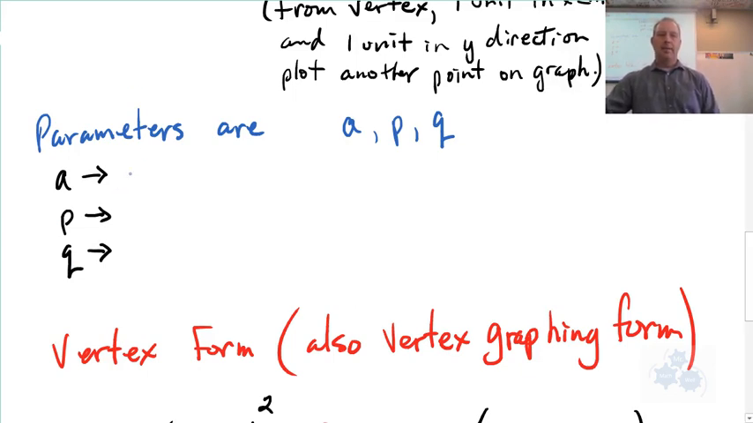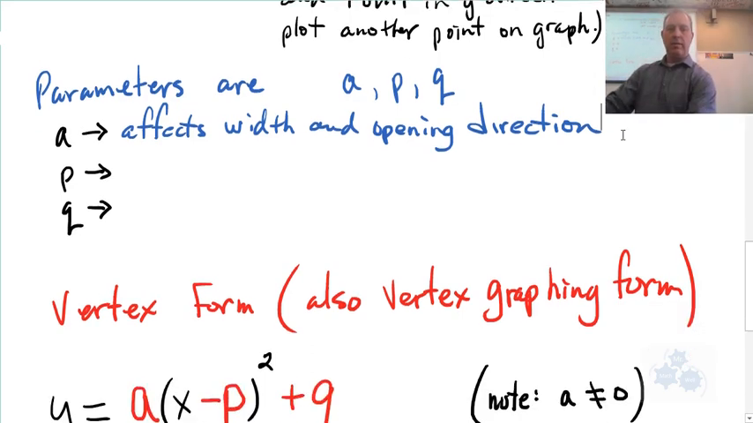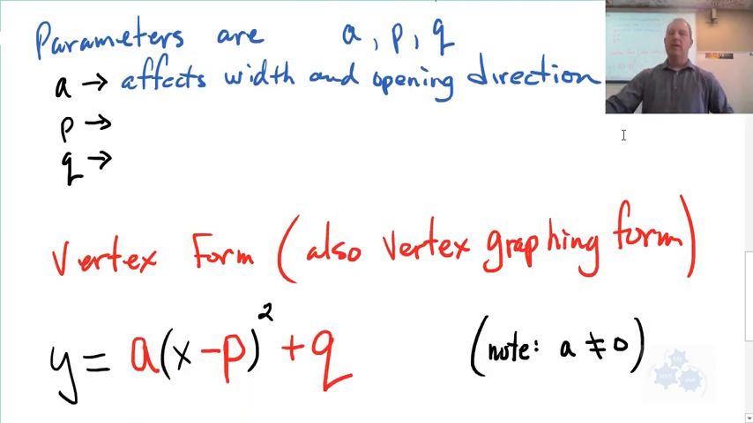A affects the width and the opening direction of the parabola. Okay? So this is the vertex form, which we'll get to in a minute, but the A value, if we change the A value, we can change how wide the parabola opens, and we can also change whether it opens upwards or downwards. Okay? So that's one part of the equation that we're going to see, and that's what it affects.